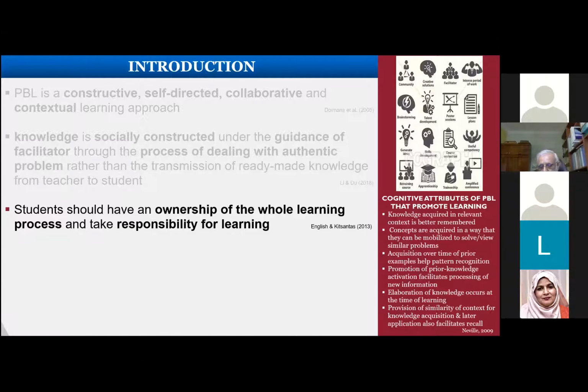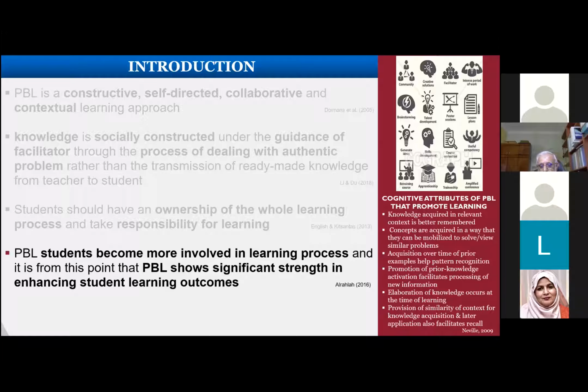Students should have the ownership of the whole learning process, and for that purpose, they should take the responsibility of the learning. If the students become more involved in the learning process, the PBL shows significant strength in enhancing the student learning outcomes. So practically, how much the student learning outcomes are achieved depends upon the enthusiasm of the students and how much they are involved in the learning process.